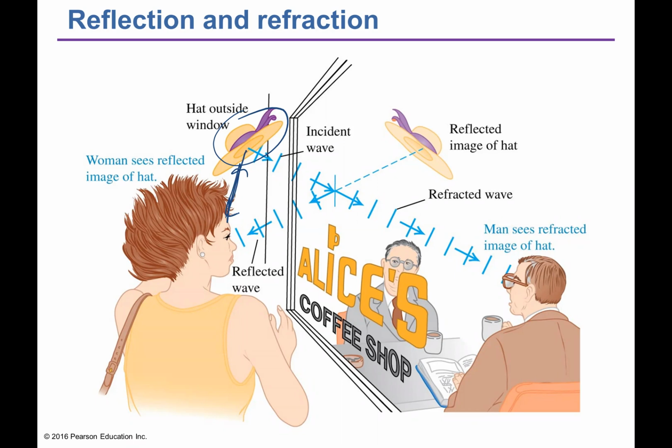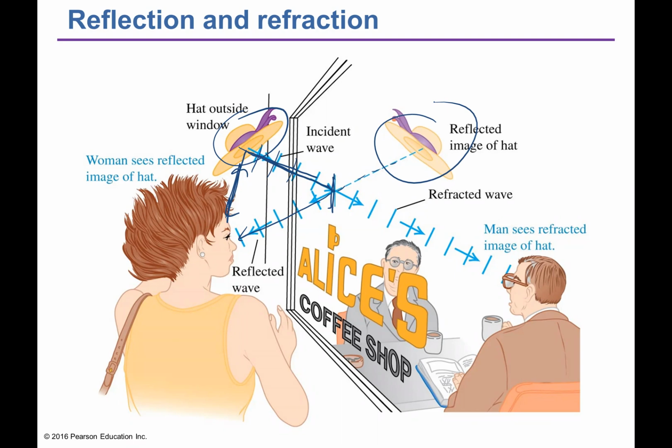But she can also see the hat in the reflection of the window glass, right? See the light from the hat moving like this. So those are the wave fronts. It moves like this, hits the surface of the air-window boundary, let's say, and then it's reflected back. And when it's reflected back, the woman can then see the image of the hat generated behind it. So this is the reflected image.